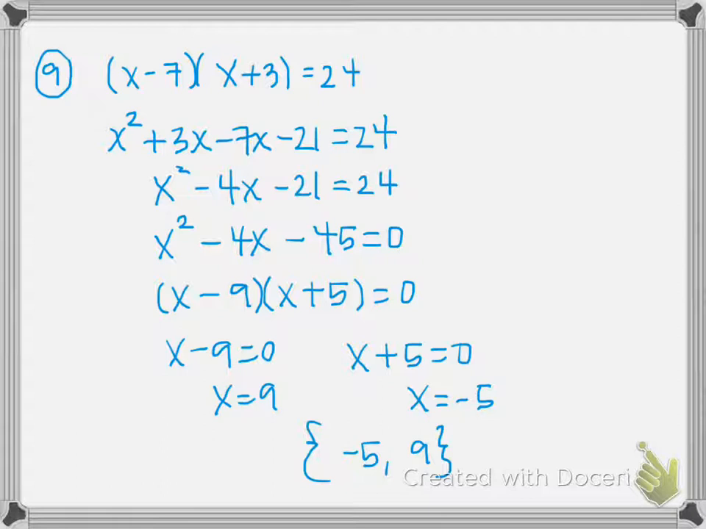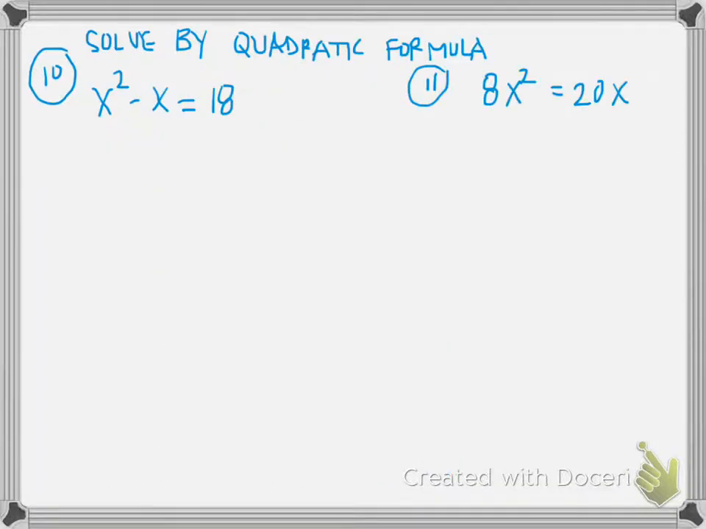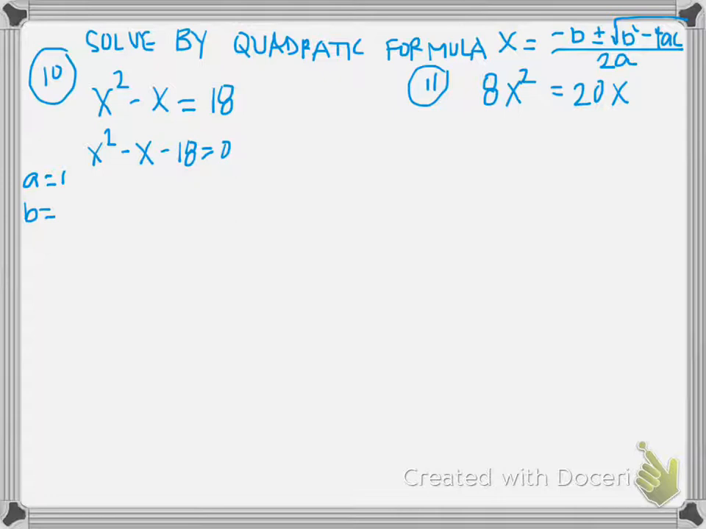Okay? Alright. Quadratic formula. Remember your quadratic formula is negative b plus or minus the square root of b squared minus 4ac all over 2 times a. But it has to be in standard form first, so that means for number 10 here, I need to move the 18 to the other side. So it's going to become a negative 18. So my a here is going to be 1, my b is negative 1, and my c is negative 18.